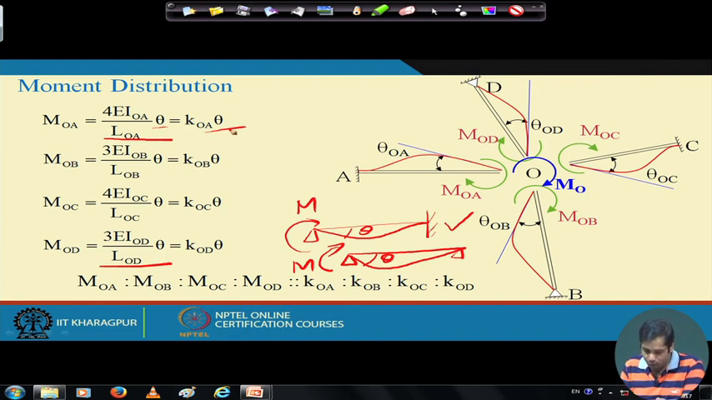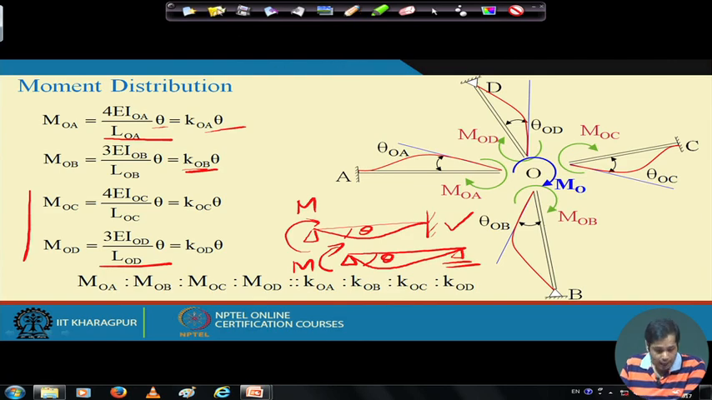Now, similarly take member OB. In member OB, the far joint is a hinge joint, and this is the idealization of it. Therefore, we have seen the stiffness is 3EI by L, so MOB is 3EI by L times theta, and this is the corresponding stiffness. Similarly, for MOC and MOD, we can find out depending on their support conditions. Now, the concept is being demonstrated through only two support conditions, hinge support and fixed support, but you can have different kinds of support at the other end, and based on the support condition, you have to get the stiffness coefficients. Okay.